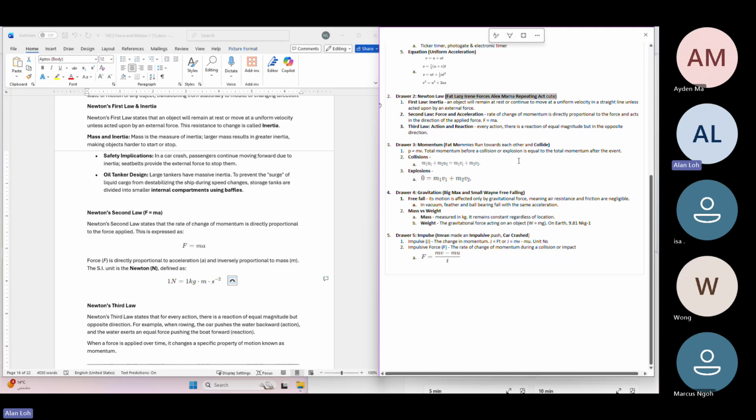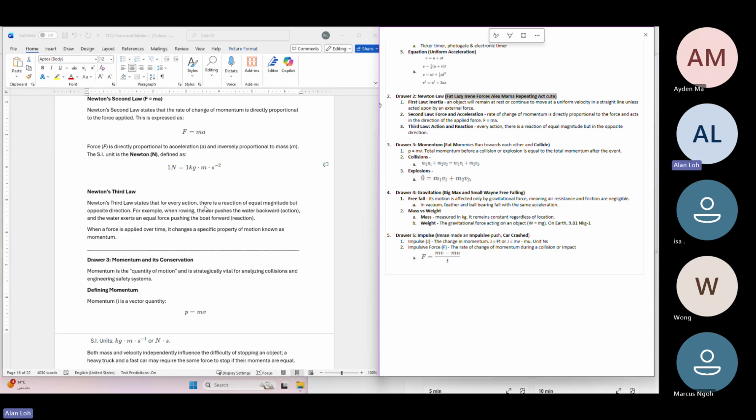So you can imagine you have a friend who is fat and lazy. Her name is Irene, and she forces Alexa's mommy to keep acting cute, to repeatedly act cute, right? So you have inertia as the first law, force and acceleration as the second law, and action and reaction as the third law, right? So that is drawer number 2.